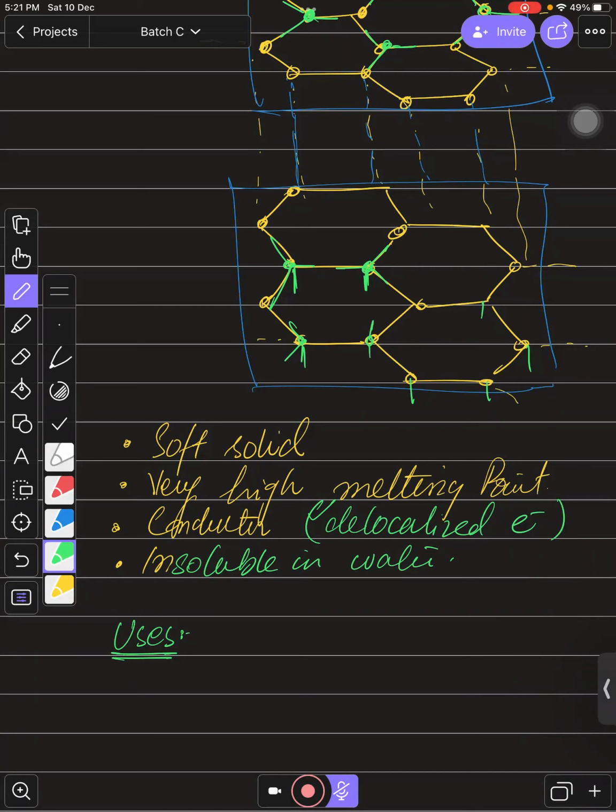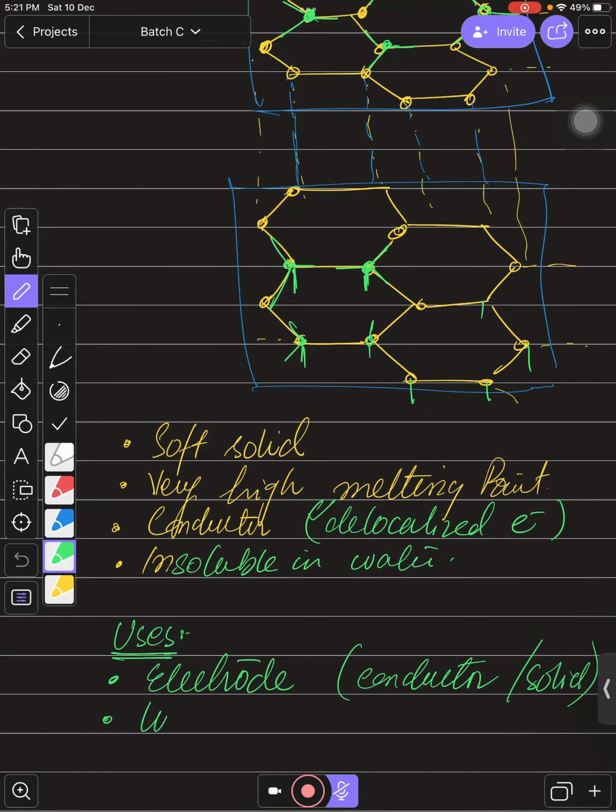Right, sir. Okay, so if you talk about the uses of graphite, the very useful thing is that it can be used as an electrode. In electrolysis you will use it, okay? Because it can conduct electricity, and it is a good solid and unreactive solid. That is why it can be used as an electrode.